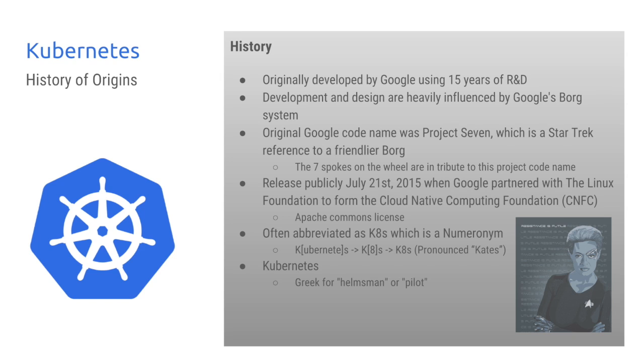Originally, the code name for the project was Project 7, which is a Star Trek reference to a friendlier Borg. The 7 spokes on the wheel are a tribute to that project code name as well. That's why you see the 7 spokes on the logo. They went public with an Apache license release of this, an open source release, on July 21st, 2015.